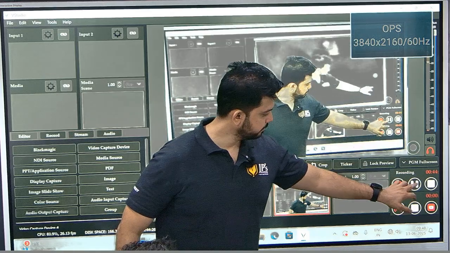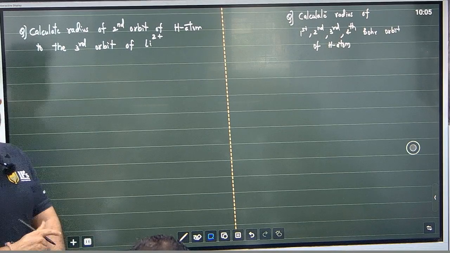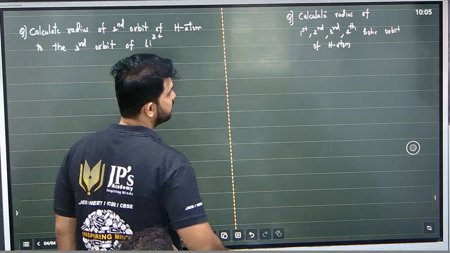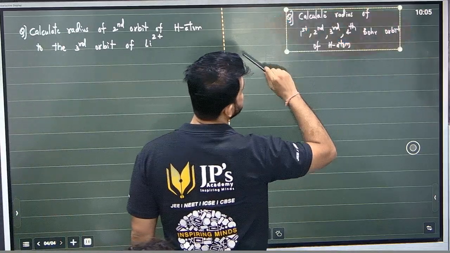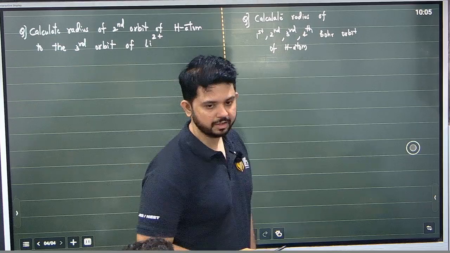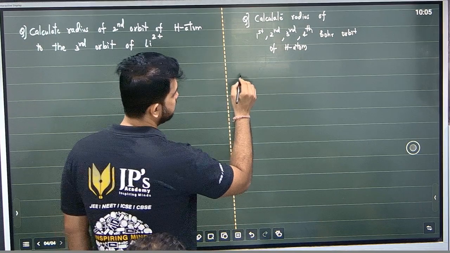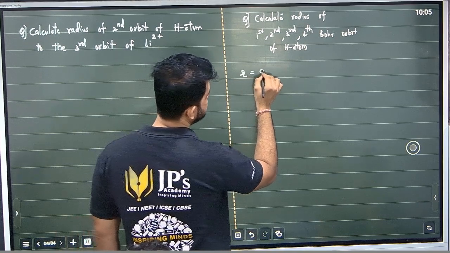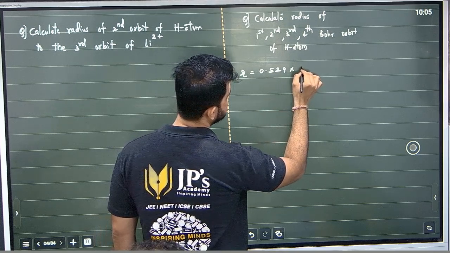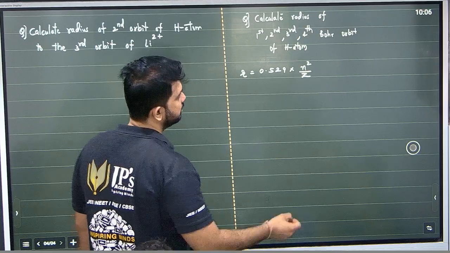Now, let's continue with some easy questions. We'll start with this one first. Calculate the radius of the first, second, third, and fourth Bohr orbit of hydrogen atom. What's the formula for radius, people? Radius is equal to 0.529 into n square by z, angstrom.